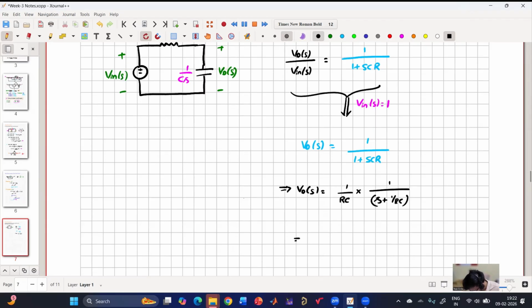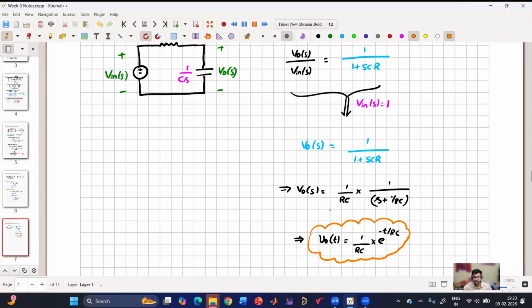Now if I apply the inverse Laplace transform, I will have v naught of t equals 1 by RC into e to the power minus t by RC. So this is my overall final expression. This is the capacitor voltage for the impulse response. If I give a unit step, then there will be a 1 by s term. Similarly, we'll have two terms as we have solved previously. So this is how we have to solve first order systems. Is this clear? First order systems, how we are calculating the response?